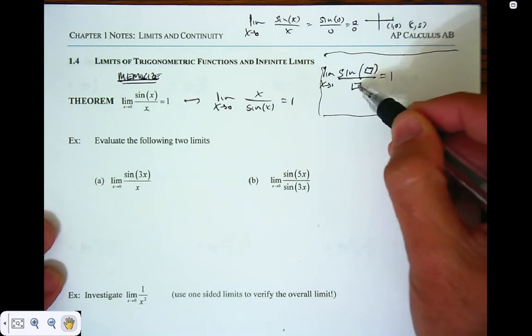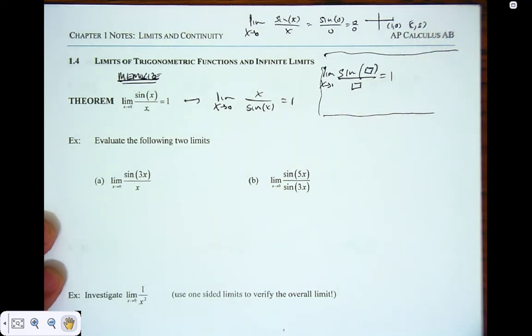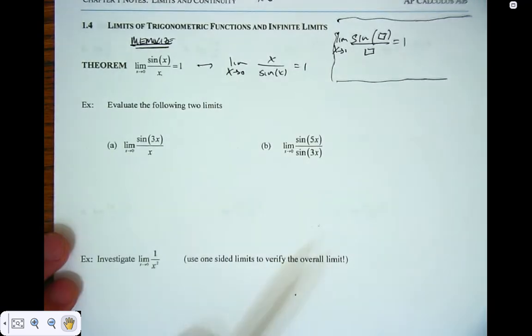It could be dog over dog. It could be 4x squared over 4x squared. If you have that ratio, okay, you're going to get this value of 1. And so this is just an algebra trick here, right? So let's look at this first example.